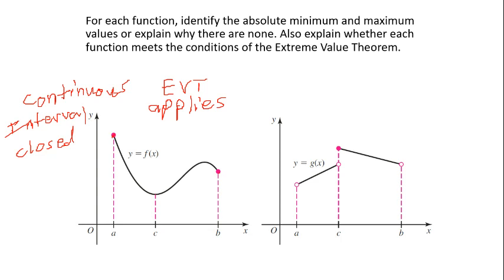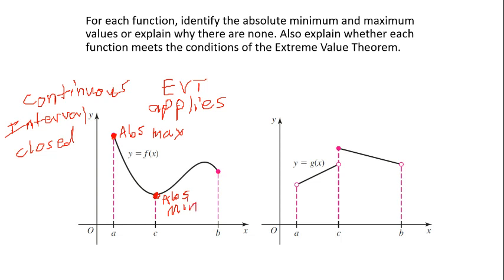So because the extreme value theorem does apply, we are guaranteed both an absolute maximum and an absolute minimum. So the absolute maximum is going to occur here at A, because this is the biggest y-coordinate, the highest point on the graph. Now the absolute minimum is going to occur down here at C, because this is the lowest y-coordinate, and the lowest point on the graph and the smallest y-coordinate.